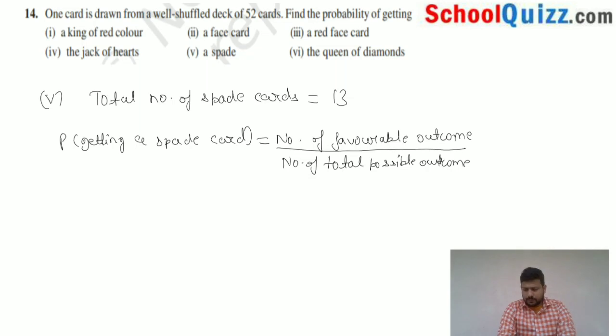So number of favorable outcomes that we have is 13, and total possible outcomes we have is 52. So it becomes of the form 1 by 4. So probability of getting a spade card is equal to 1 by 4.